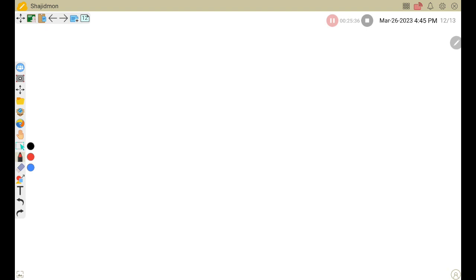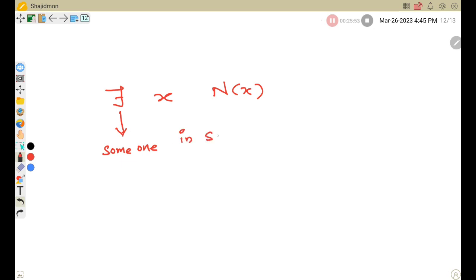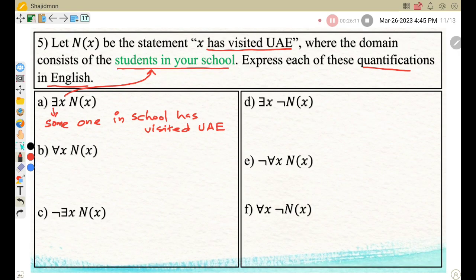So how are we doing that one? For some x, N(x): this meaning is someone. x means the domain, students in your school. So someone in school, some students in your school. N(x) means has visited UAE, correct? So hope you understood how we are writing in English.